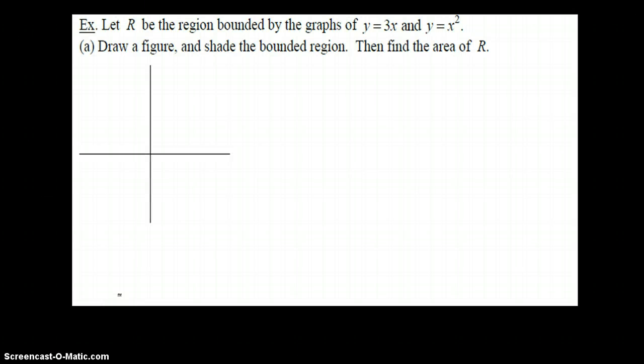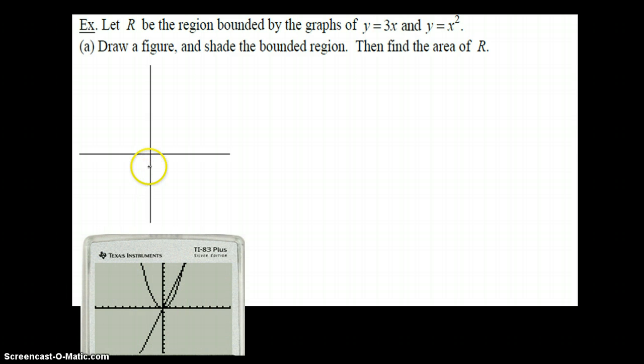First example, let R be the region bounded by the graphs of y equals 3x and y equals x squared. We're going to draw a figure, shade the bounded region, and then find the area of R. So you should fully expect the graph of y equals 3x to be linear and y equals x squared to be a nice quadratic piece. The part that we're bounding between these two regions is going to be the quadratic piece and then the linear piece. And so our region R is sitting right here. So we're going to find the area of this R.